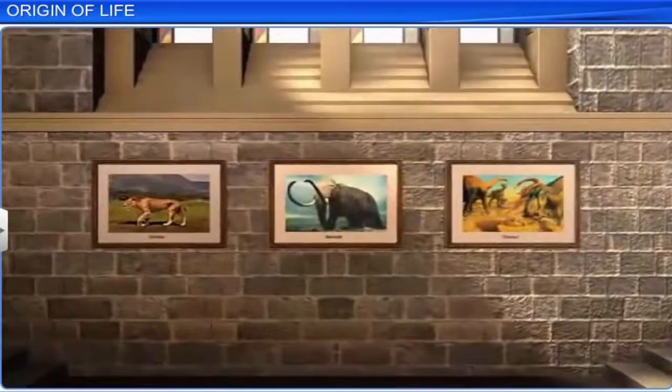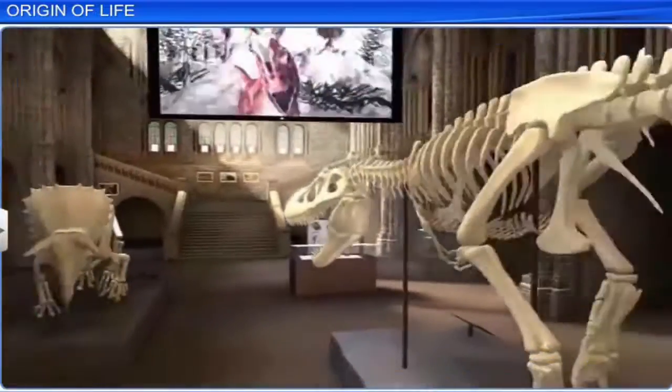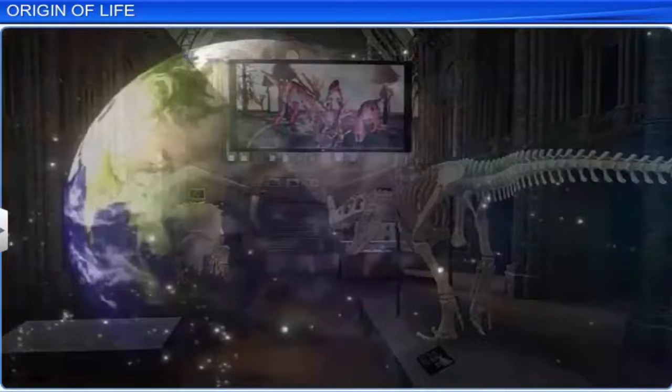Looking at the pictures of these extinct prehistoric animals, it is difficult to believe that they had once walked on our planet. In fact, the Earth and its numerous life forms were originally different. To understand the changes in life forms on Earth over millions of years, we need to know how life originated.